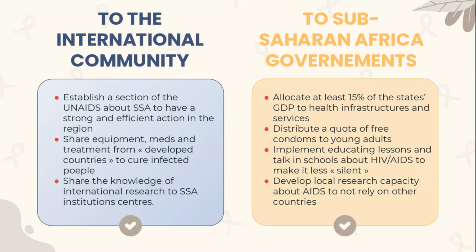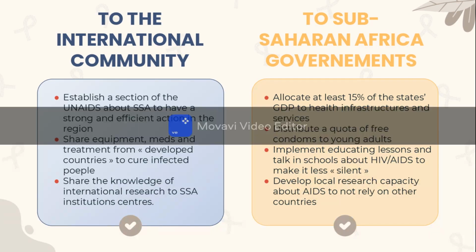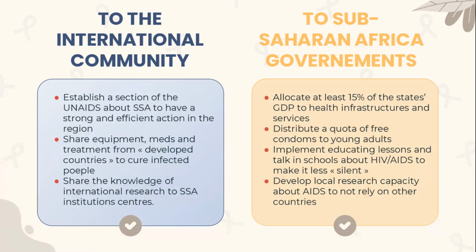First, our recommendations to the international community. Establish a section of UNAIDS about SSA to have a strong and efficient action in the region. Share equipment, medicines, and treatment from developed countries to help infected people, and share the knowledge of international research with SSA institutes and centers.